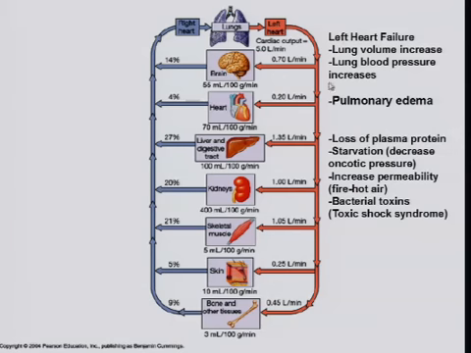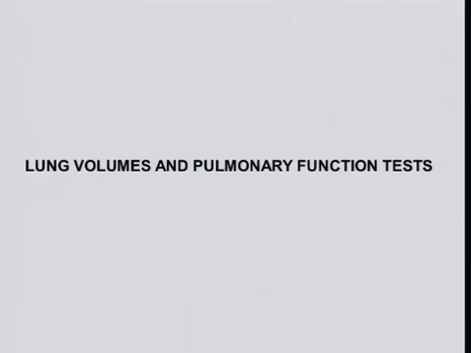So once again, looking at the circulation, we talk about left heart failure. We can have changes in lung volume, lung blood pressure increases. All these things can cause pulmonary edema, as well as loss of plasma proteins and starvation, increased permeability, bacterial toxins. All of these things can affect the circulation of the blood through the lungs and create edema. So that's one of the things that we pay close attention to. Now we're going to talk more specifically about a variety of different lung volumes and pulmonary function testing.